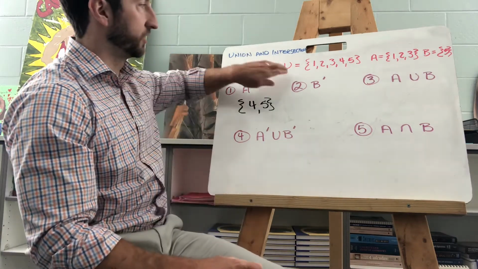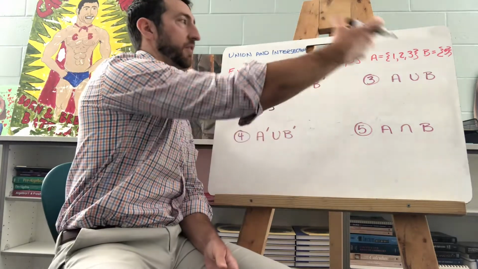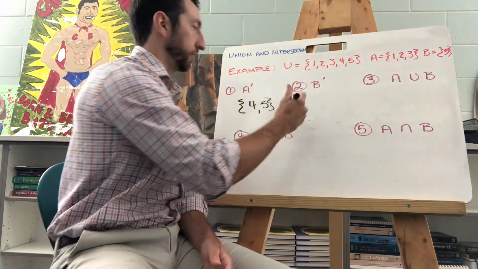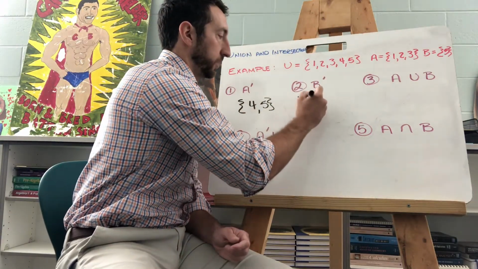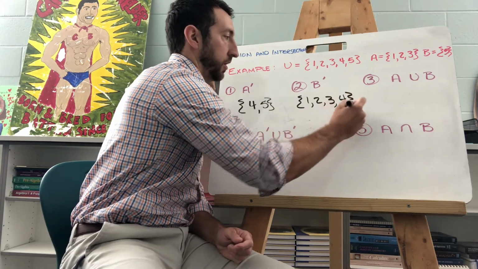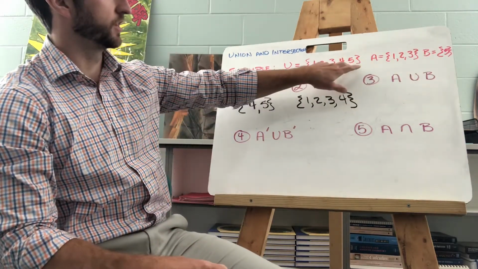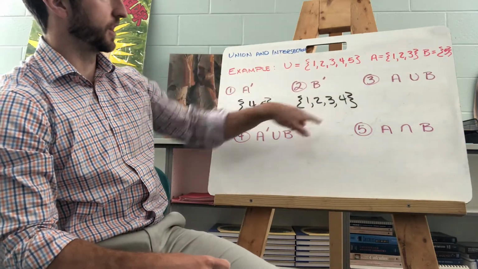So that is what's in the universal set, but not in A. Same thing with B, it's everything that's not B, but is in the universal set. So that's going to be 1, 2, 3, and 4. So it is basically just not 5. 5 is here, so it's everything in the universal set that's not 5.